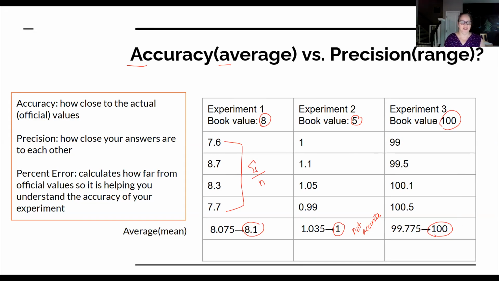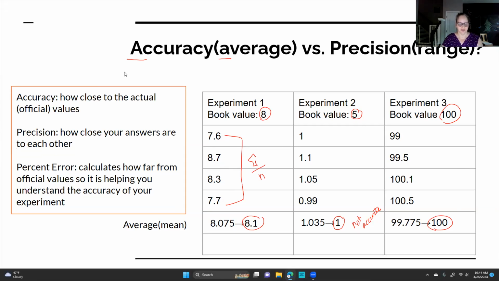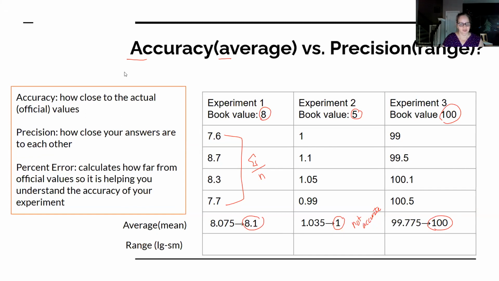Precision is the range, how close it is to your own value. So how close is 7.6 to 8.7 to 8.3 to 7.7? Doesn't matter if it's accurate or not. Precise just means compared to your original numbers. So we find the range, the biggest minus the smallest. So for this first one, 8.7 minus 7.6 gives us 1.1. So all the numbers are within 1 of each other. I'm not sure if that's precise or not. I'm going to keep going. These guys are 0.06. Okay, I'm going to say this guy is precise.